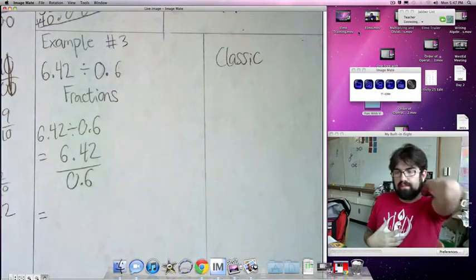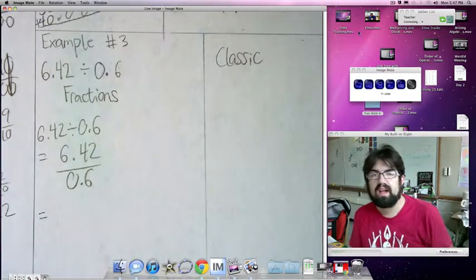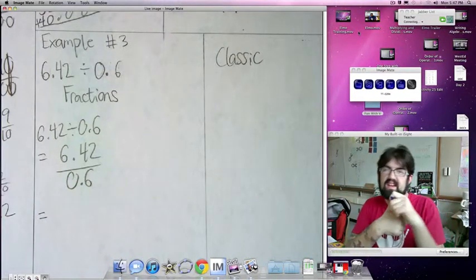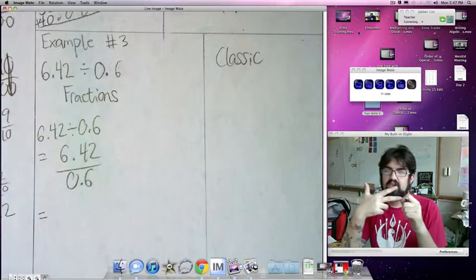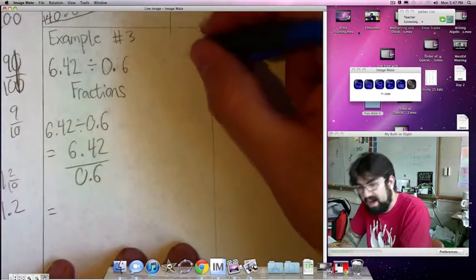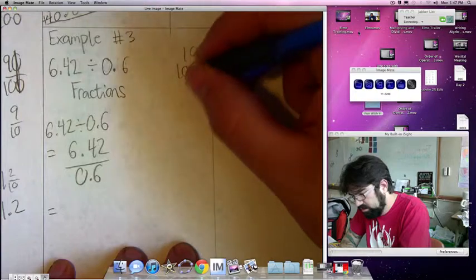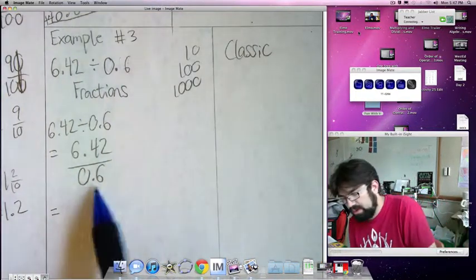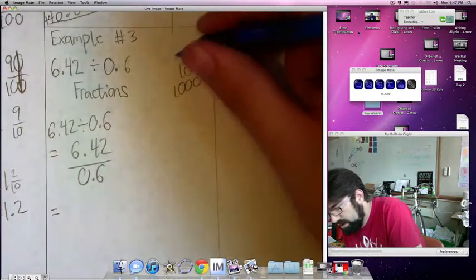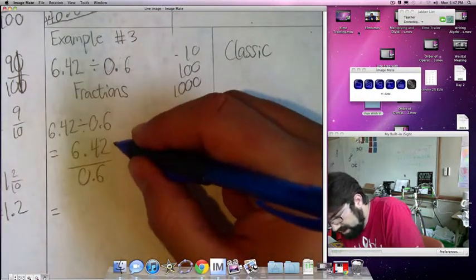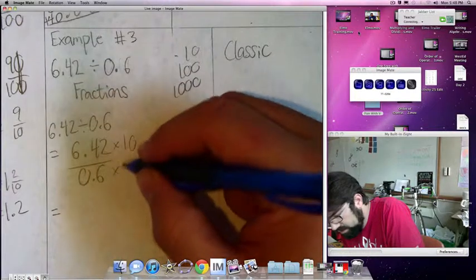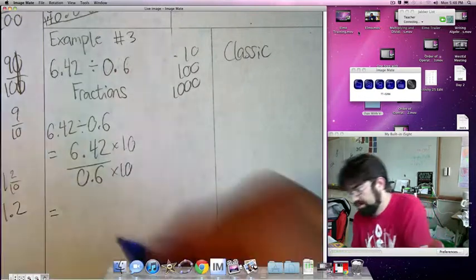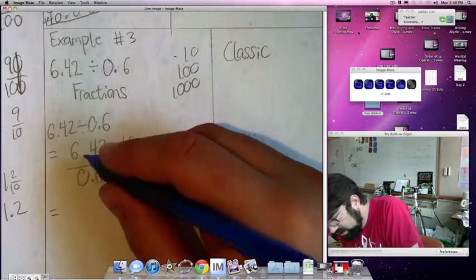Here's what I'm going to do. I would say flat out, what number can I multiply both of those by to turn them into whole numbers? Either 10, 100, 1,000. So I want to move the decimal. If I multiply by 10, that'll move the decimal one time. And whatever I do on the bottom, I gotta do on the top. There's one, there's one.